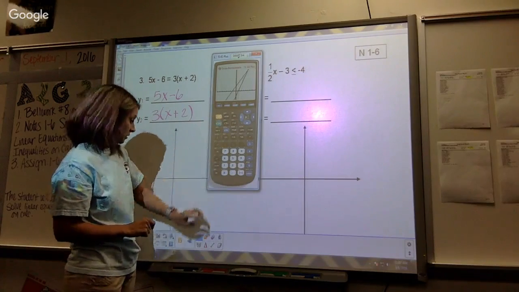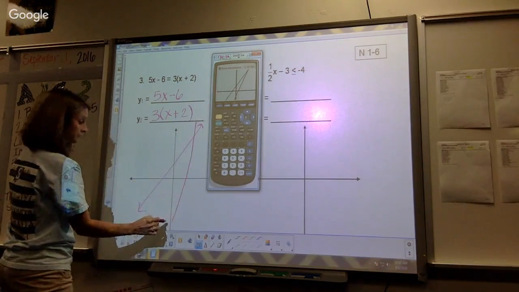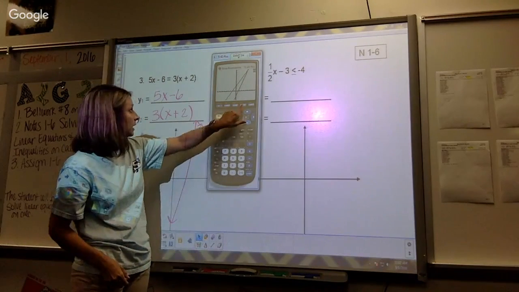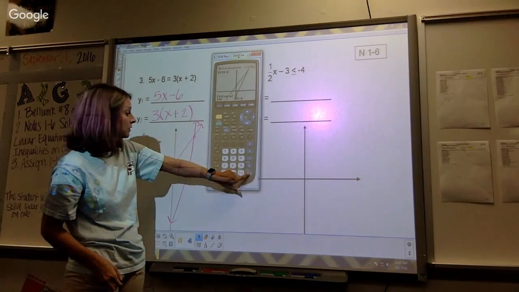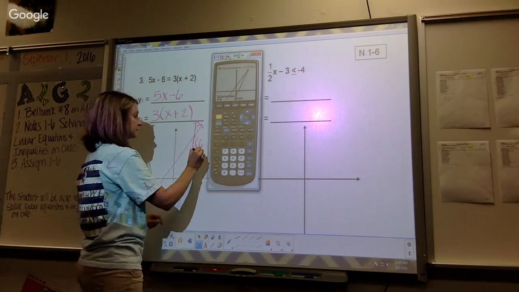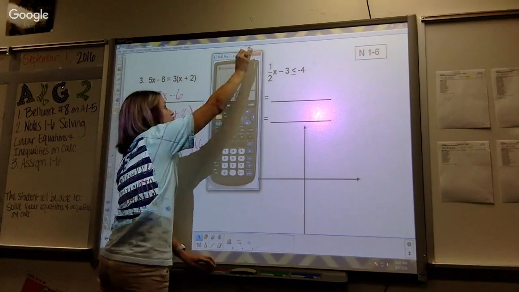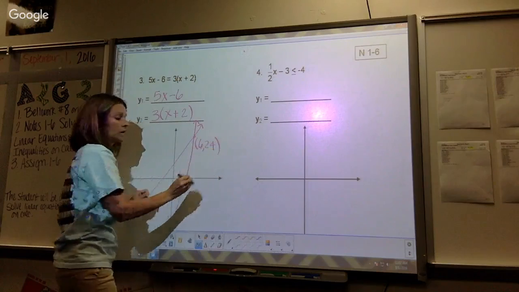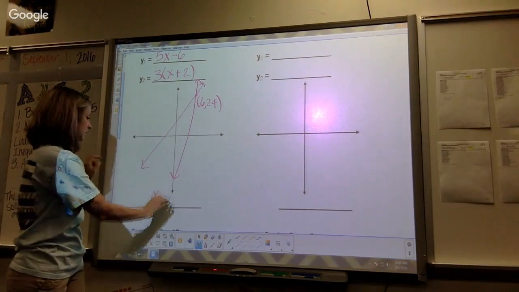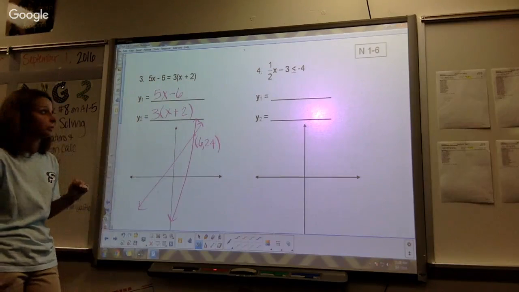So now we can sketch it. And then finding that point of intersection, second calc 5, enter 3 times. And then the intersection point is 6, 24. Again, when you're solving, you're finding what x equals. So x would equal 6. Check it by plugging it back into your original equation, and it should be true.